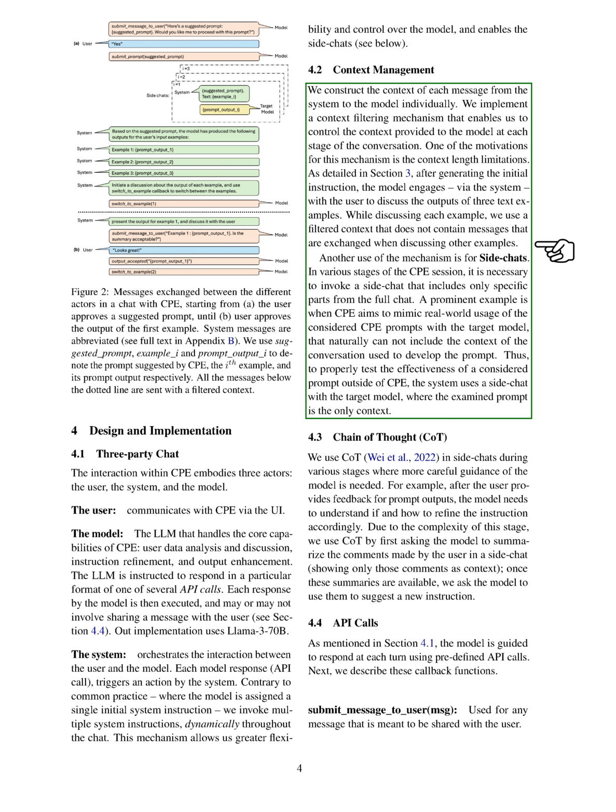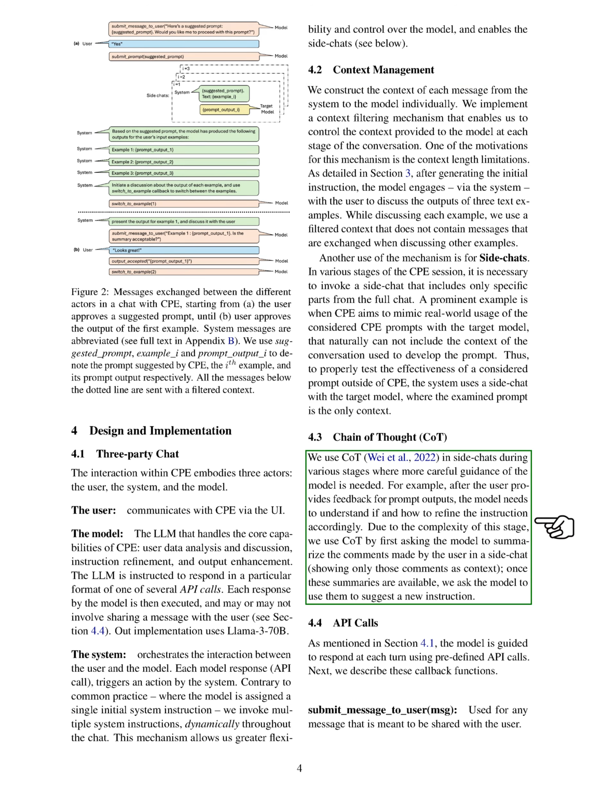After generating the initial instruction, the model interacts with the user to discuss 3 text examples. While discussing each example, we use a filtered context that excludes messages from other examples. We also use this mechanism for side chats, where we need to focus on specific parts of the conversation. For instance, when we want to test a prompt outside of the CPE context, we create a side chat with the target model that includes only the relevant prompt.